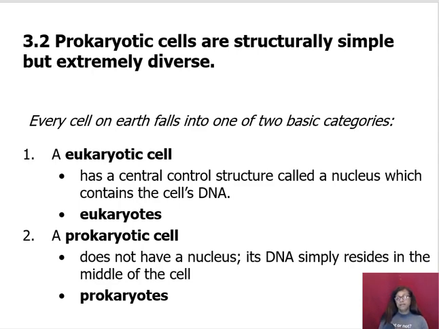On the other hand, eukaryotic cells, of which all of our cells are eukaryotic cells, we are eukaryotes. Eukaryotic cells have a central control structure called a nucleus, which contains the cell's DNA. So if I show you a picture on an exam of a cell and you see a nucleus, and I ask you, is this cell a prokaryote or a eukaryotic cell? You see a nucleus, you automatically know it's a eukaryotic cell, okay?